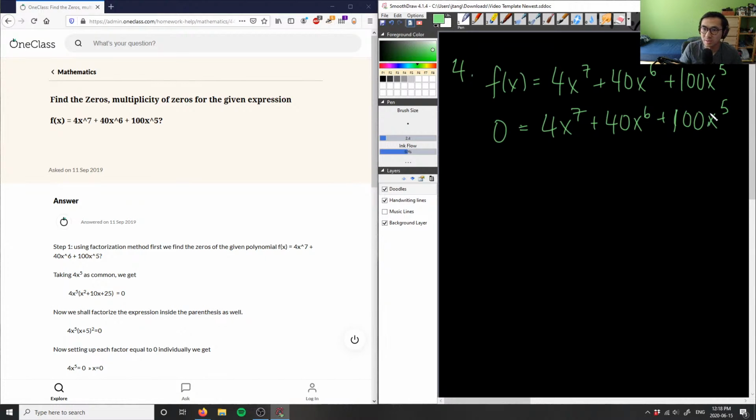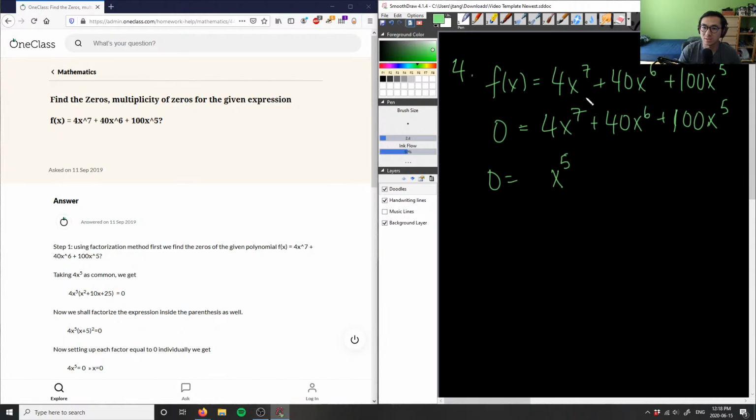And then what we can do is look at these 3 terms. Do we have a common factor? Yes, we do. The common factor here is x. But what is the degree of the common factor? Well, I have x to the power of 7, x to the power of 6, x to the power of 5, which means I can actually take out x to the power of 5 here.